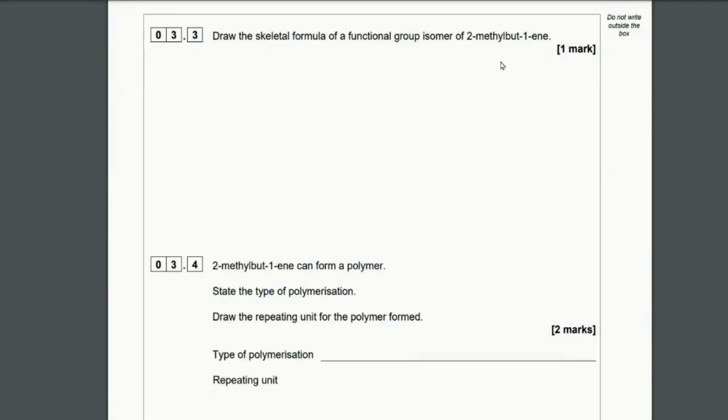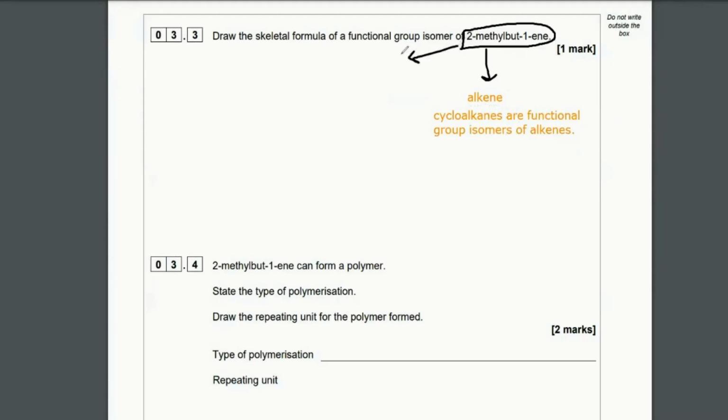So we're on to 3.3. Draw the skeletal formula of a functional group isomer of 2-methylbutene. So what is 2-methylbutene? Which homologous series does it belong to? Well, you see the ENE, so it's an alkene. Can you remember the general formula for alkenes? CnH2n. And that means that we can work out its molecular formula. It's got 5 carbons, so it's going to be C5H10.